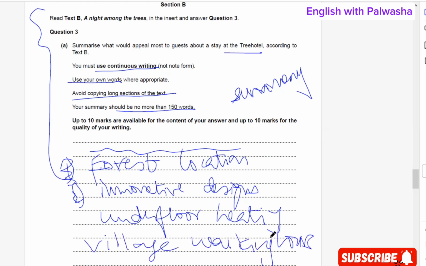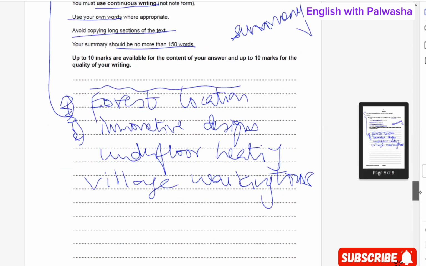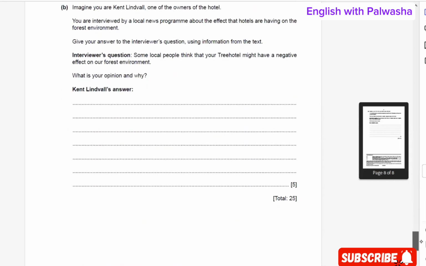So it's all about extracting the points from the text and explaining them in your own words. And it should be the solid points which you extract and summarize in your own words. All right.